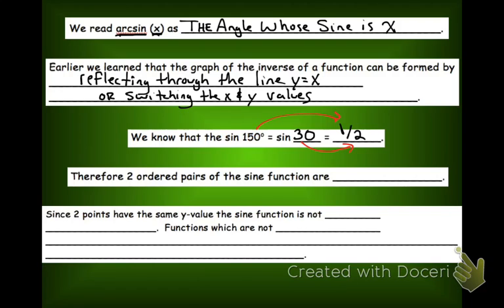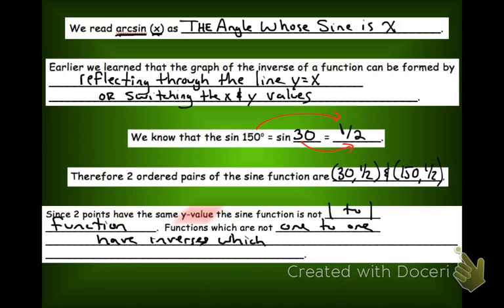Therefore, two ordered pairs of the same sine function are 30, 1/2 and 150, 1/2. And since 2 points have the same y value, but different x values, this is not a function anymore. Oops, sorry. This is not a one-to-one function anymore. Functions which are not one-to-one have inverses which are not functions, which you'll be able to tell in just a second when we get to the graphs.